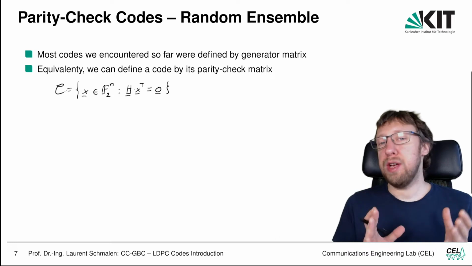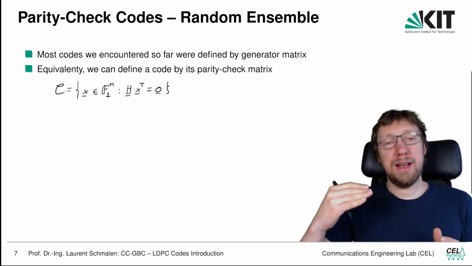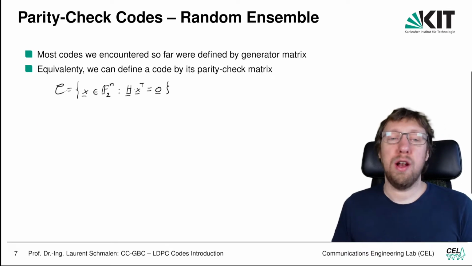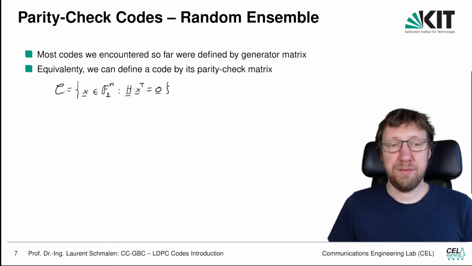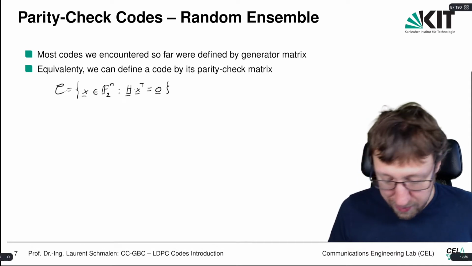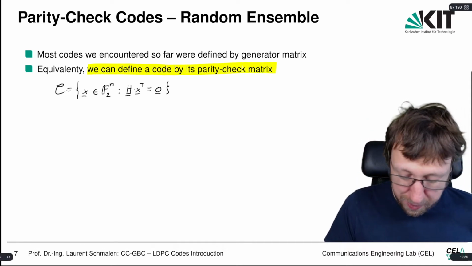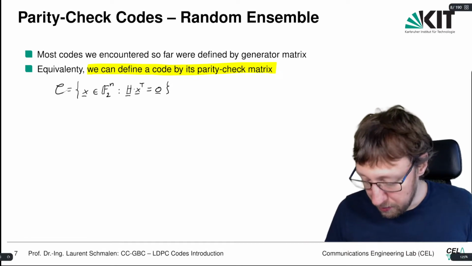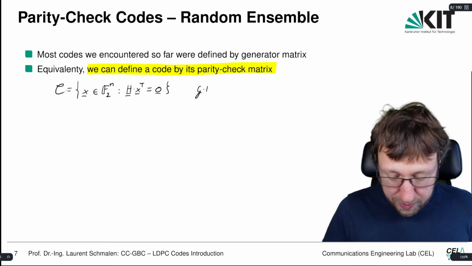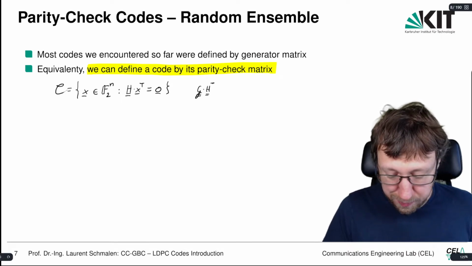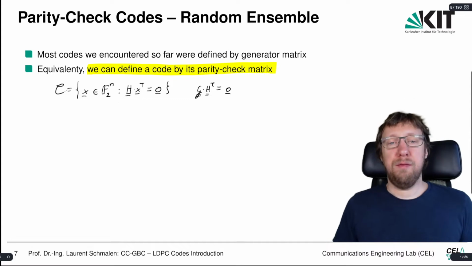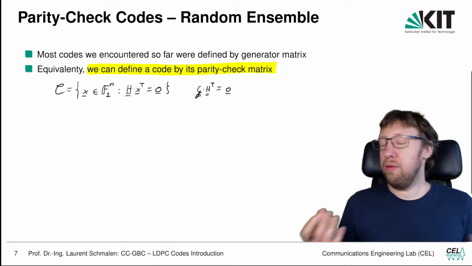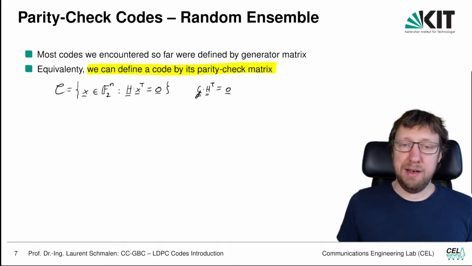If we have a parity-check matrix, we can find all the x by checking which x's belong to the kernel of H, or the null space of H. We can define a code by its parity-check matrix only. And from the parity-check matrix, we can get the generator matrix, because we know that G times H transposed must be equal to 0. So we can just do, for instance, Gaussian elimination, and then we find the generator matrix.